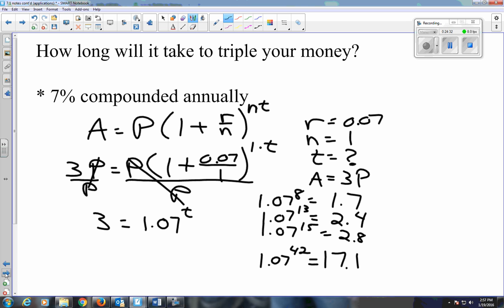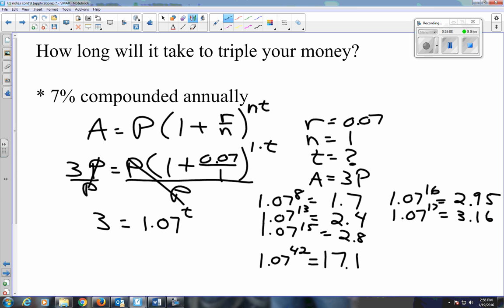16. 1.07 to the 16. 2.95. We haven't quite reached 3 yet. But it's closer to 17. 16 years. Well, 3.1. That's 15 cents off. Okay, 3.16. Now, have you tripled it yet at the end of 16 years? No, so you have to go to 17.